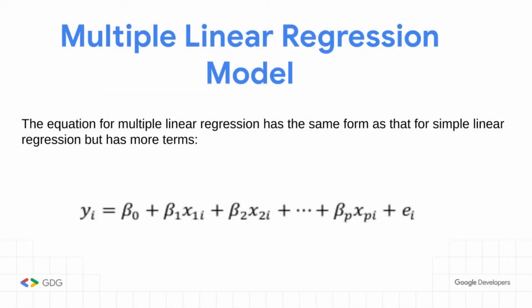Here we can see the equation for multiple linear regression, and it has the same form as the one for simple linear regression. The difference is only about the parameters. So in multiple linear regression model, we have more parameters, as you see here.